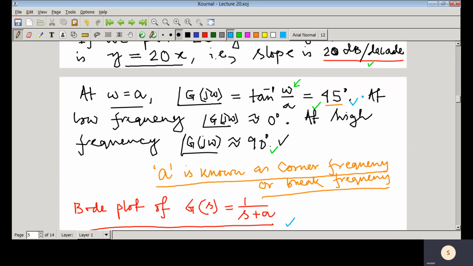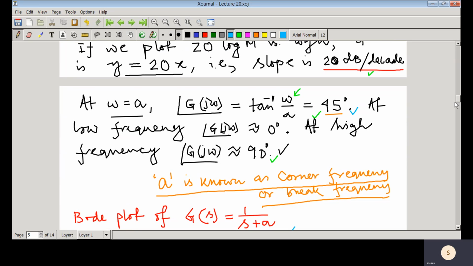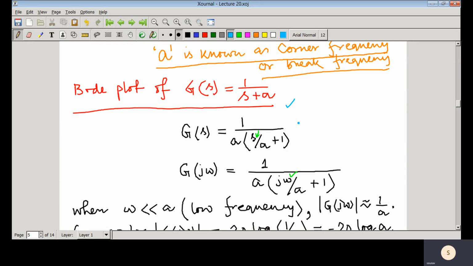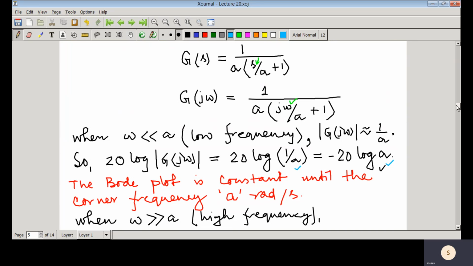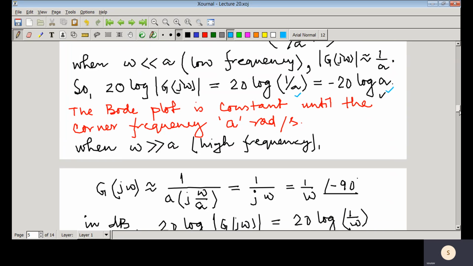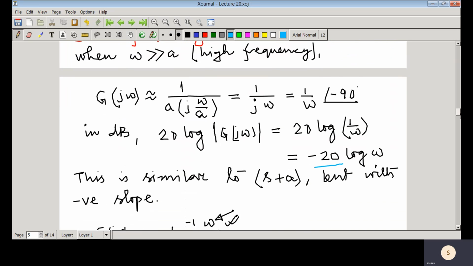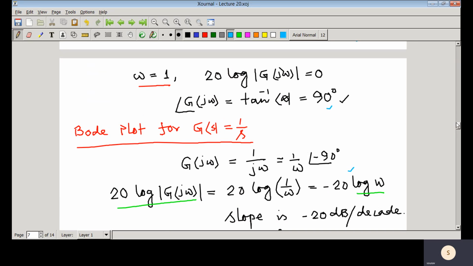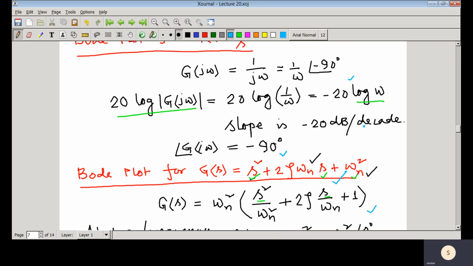Here we can see that the phase is 45 degrees at the corner frequency, so that slope would be 45 degrees per decade. And in case of 1 by s plus a, the slope would be just reversed, that means it would be minus 20 dB per decade, and that angle slope would be minus 45 degrees per decade. And what happens in case of s, the slope would be 20 dB per decade, and for 1 by s it would be minus 20 dB per decade, but in this case that angle would be 90 degrees, and here that angle would be minus 90 degrees.